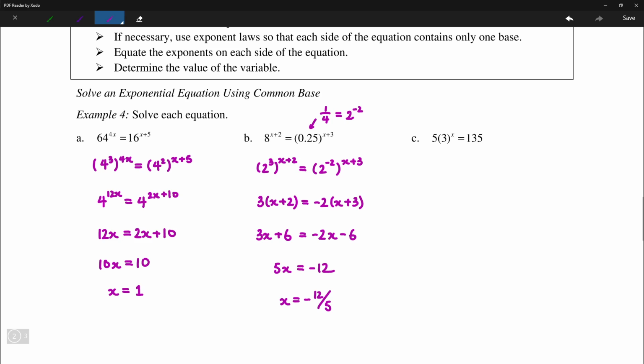Okay. Third example is slightly different. We're going to divide both sides by 5 first. So that means the left-hand side is going to be 3 to the x power. And the right-hand side is going to be 27. So of course 3 to the x on the left-hand side. 27 as power of 3 is 3 to the third power, so x is just equal to 3 in that case.